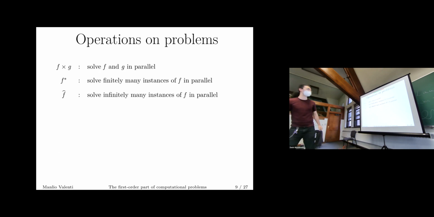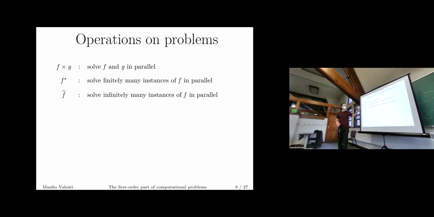Okay, a couple of things. I don't want to mention too much about operations on problems. There are so many, but at least a few of them are going to be relevant to the talk. So the parallel product, in particular, the first one is just the binary parallel product. It consists of solving f and g in parallel. So I give you two inputs and you want to solve them independently. There's the star, which consists of solving finitely many instances of f in parallel.